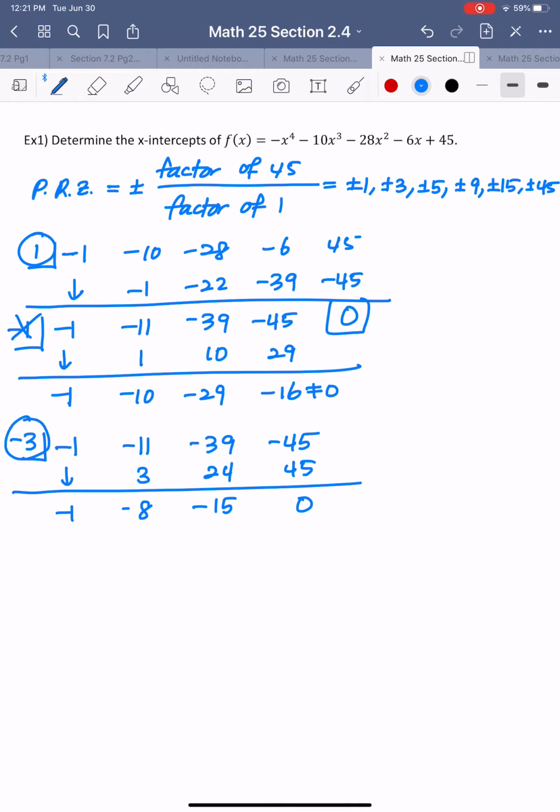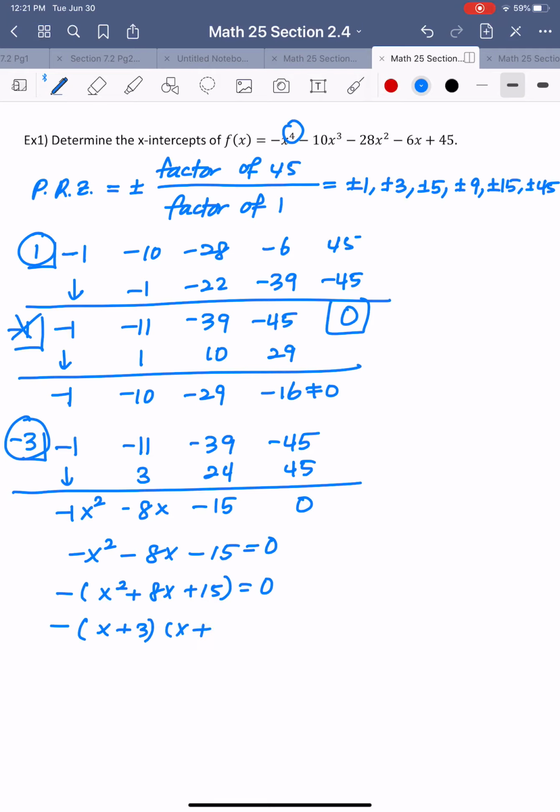So this is another zero, which means this is degree 4, right? So we just need to find the 2 more zeros, and that's possible because it's going to be negative x squared minus 8x minus 15. So negative x squared minus 8x minus 15 equal to 0. I think this is factorable, okay? So I want to pull down the negative: x squared plus 8x plus 15 equal to 0, which is x plus 3 times x plus 5.